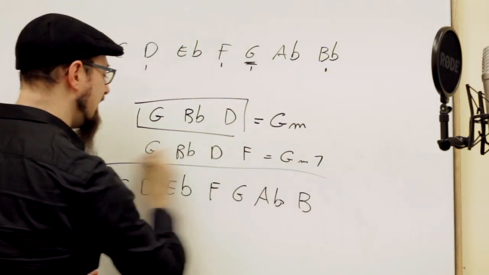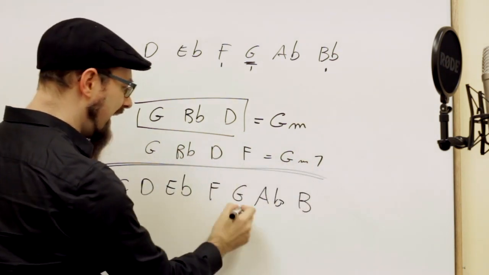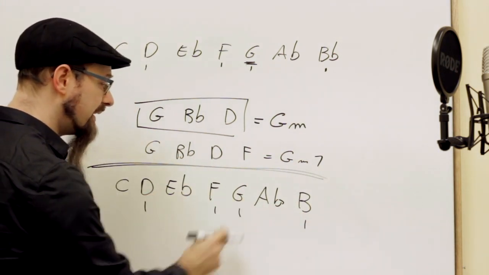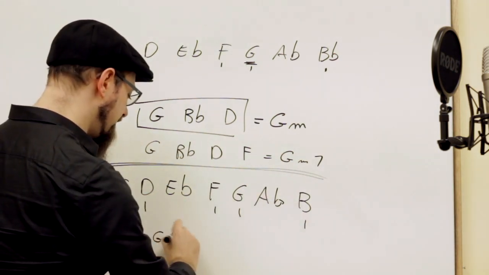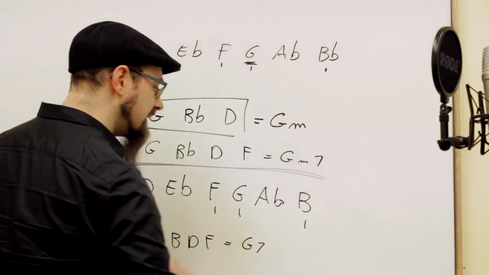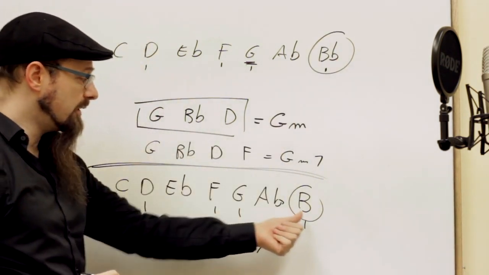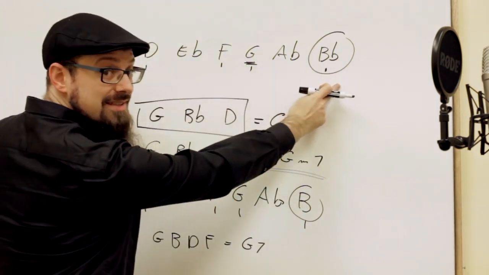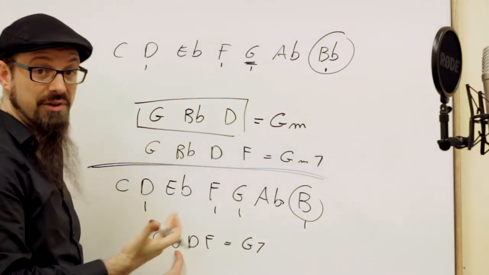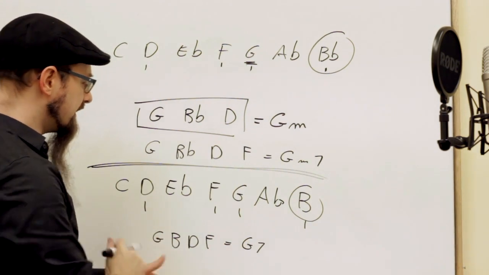Now, if I take my 5th chord from this other scale, I have the notes G, B, D, F. G, B, D, F, that's a G7. Again, the only difference is this last note here, which is the 3rd note in the chord. So it's the last note of the scale, but it's the 3rd of the chord, okay, and this note makes all the difference.